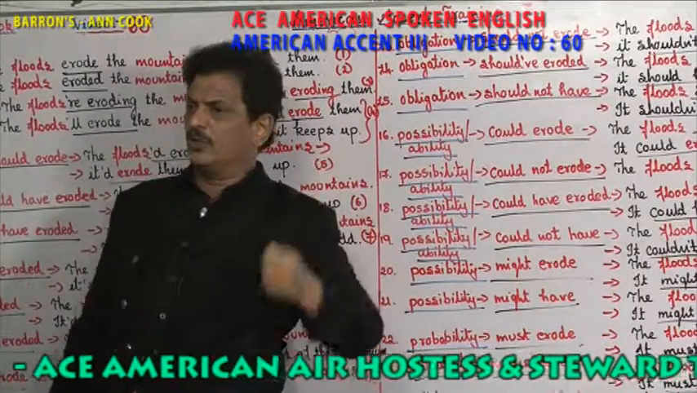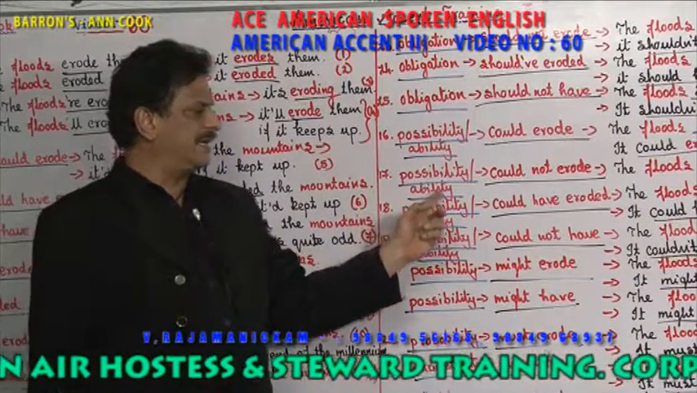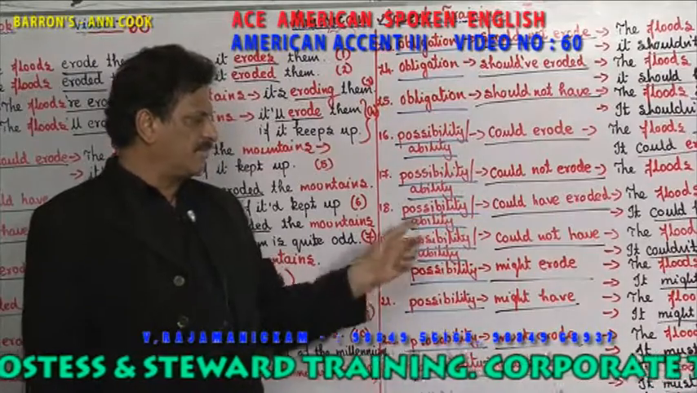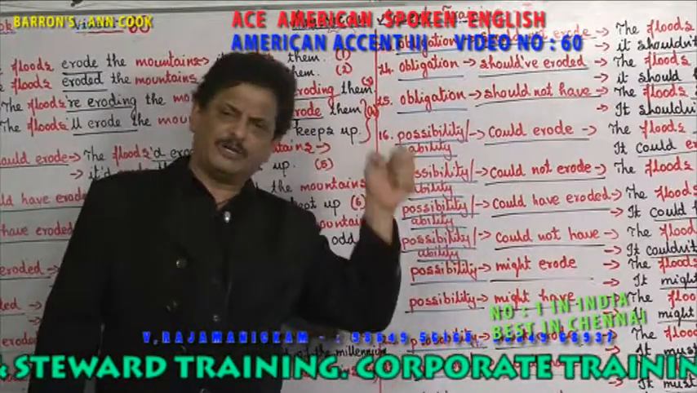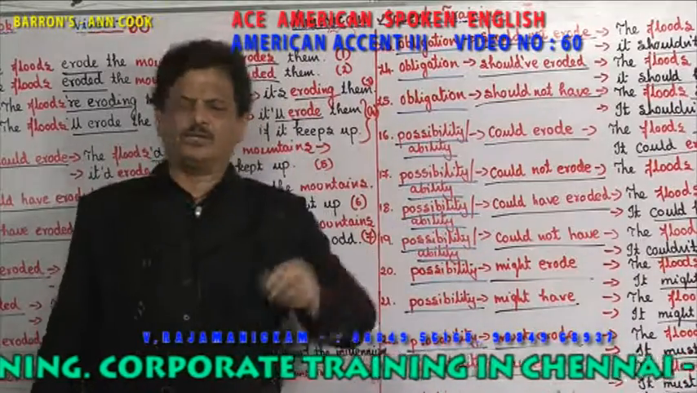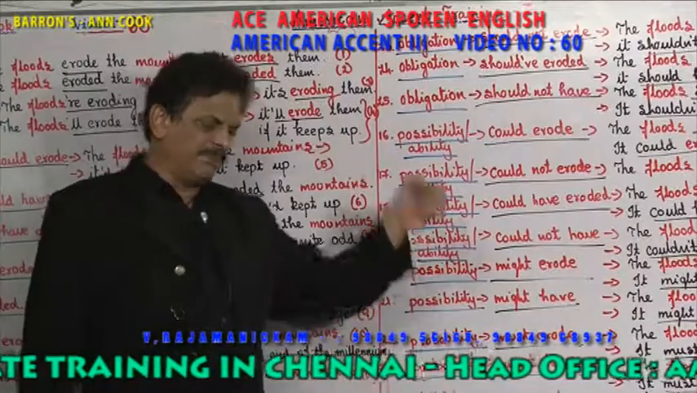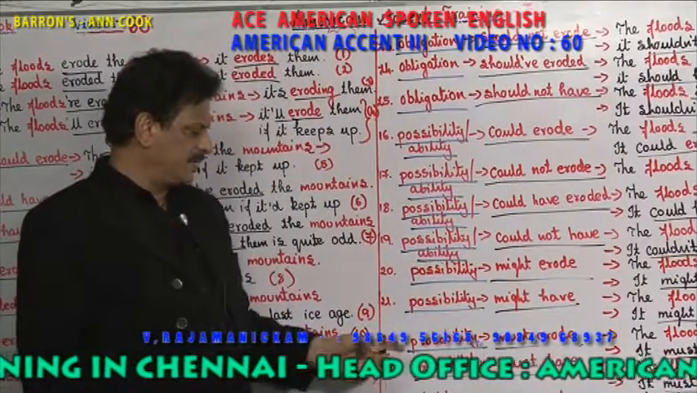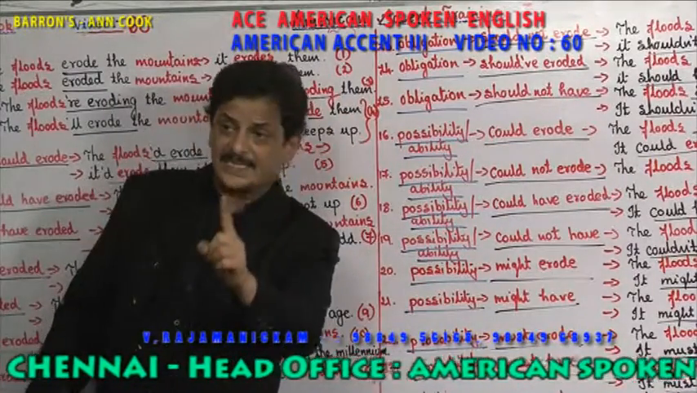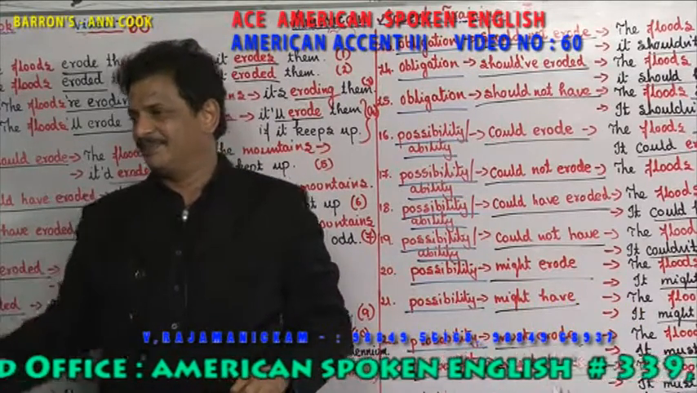Possibility: could erode. Ability: could erode. The reverse, couldn't erode. The possibility and ability: couldn't erode. Possibility and ability: could have eroded. Possibility and ability: couldn't have eroded. Possibility: might erode. Possibility: might have eroded. Probability: must erode.